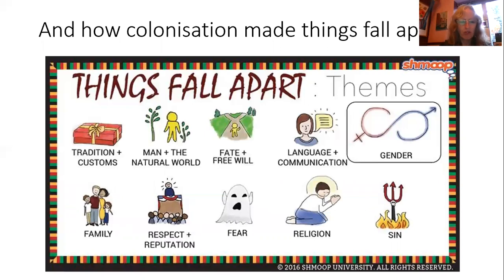Here's a nice visual with the main themes of Things Fall Apart. I want you to look at this visual, pause the video, and discuss with your partner what you know about all those themes in Things Fall Apart. Okay, 5 minutes.